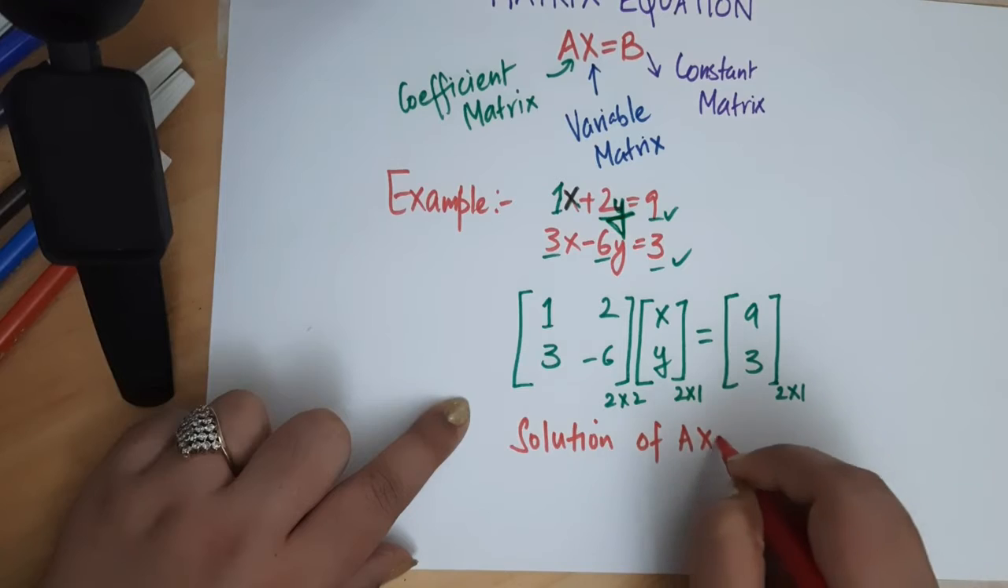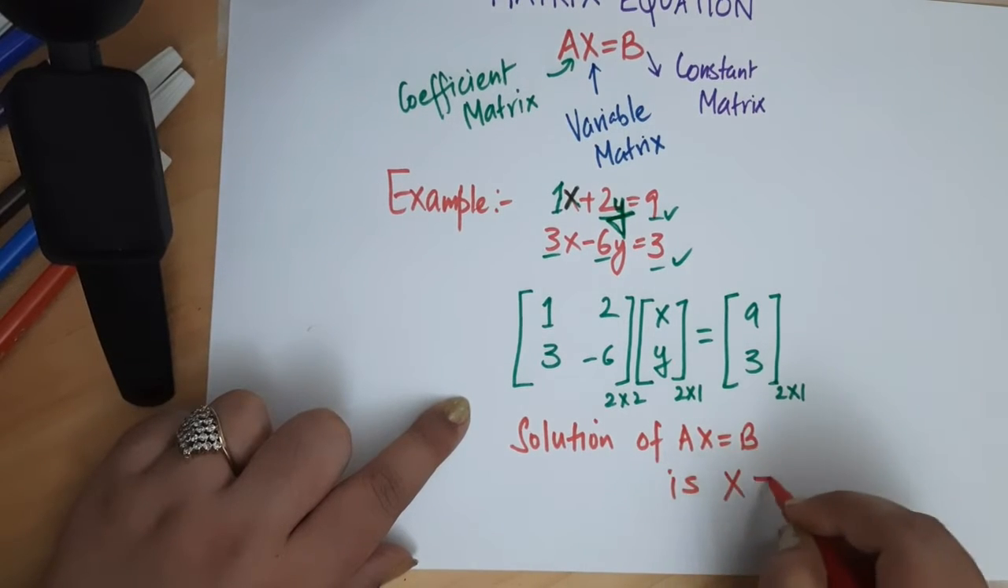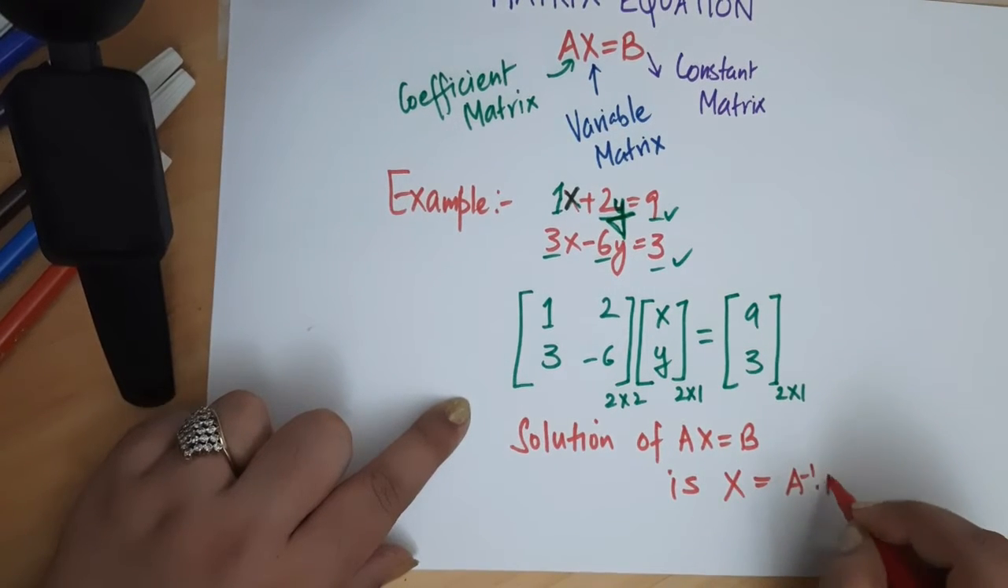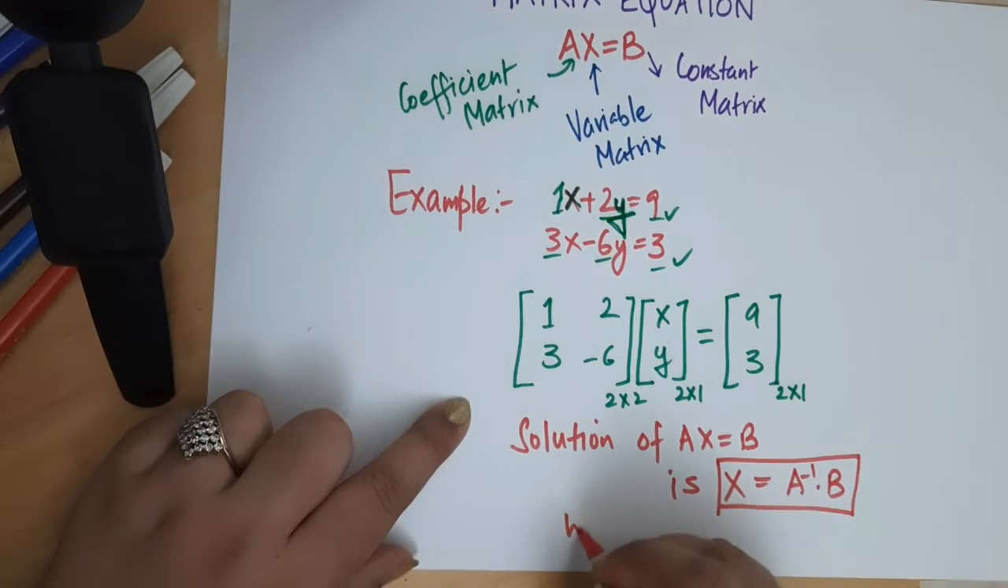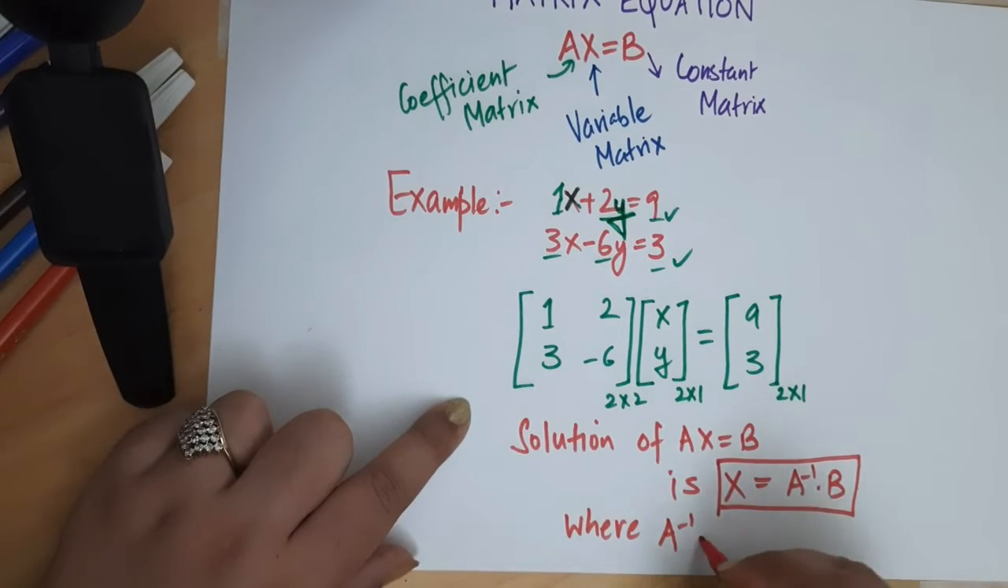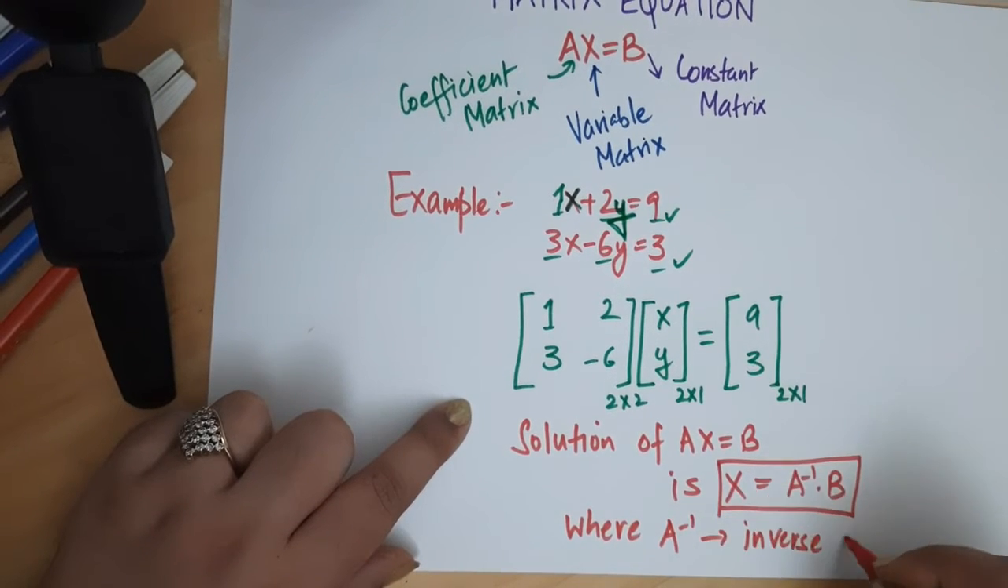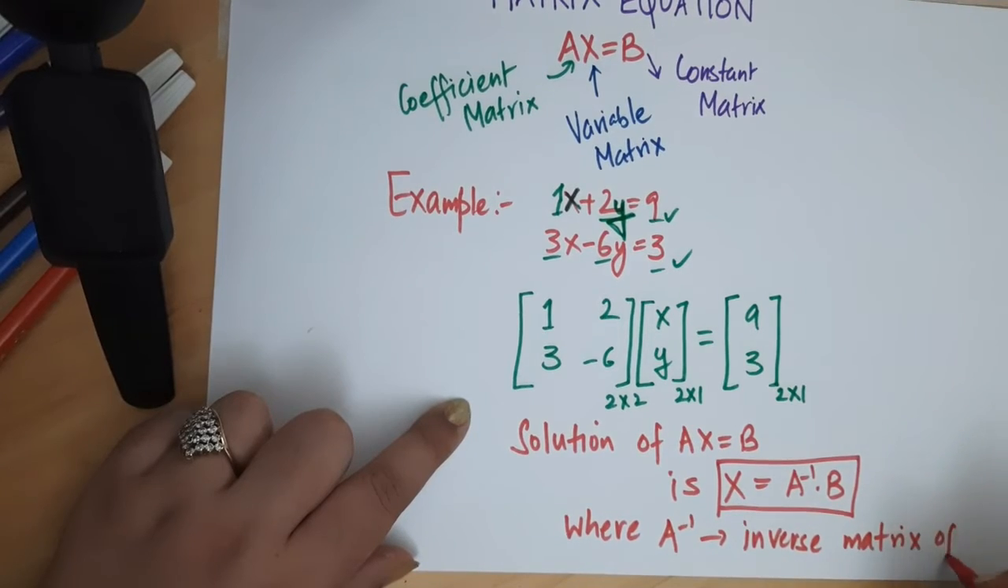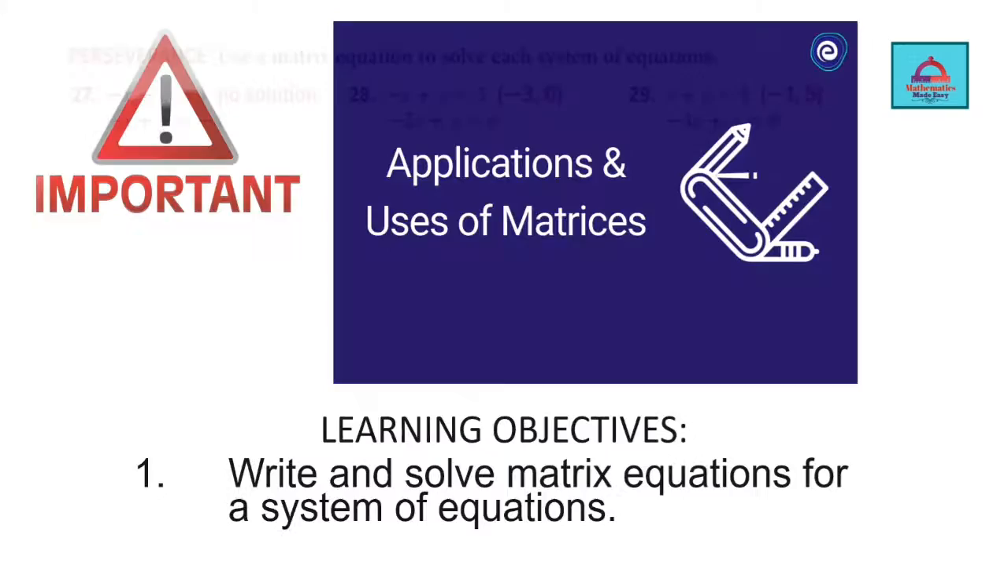So this form is called the matrix equation form, and its solution is given by A inverse multiplied with B, where A inverse is the inverse of A, which you've already learned in the previous video how to find.